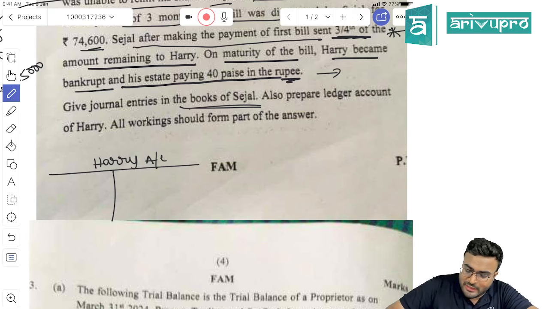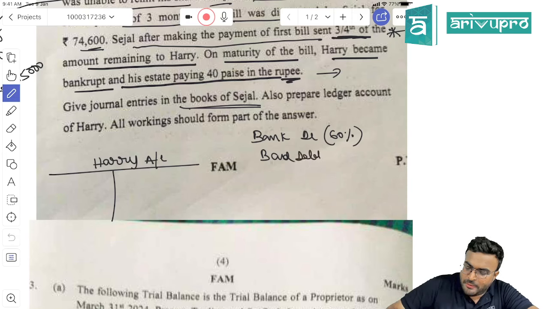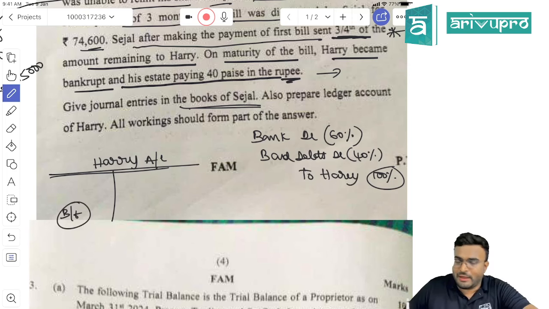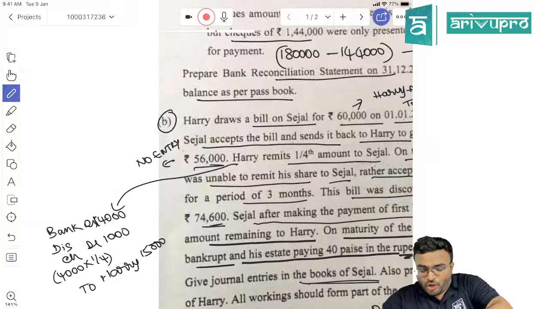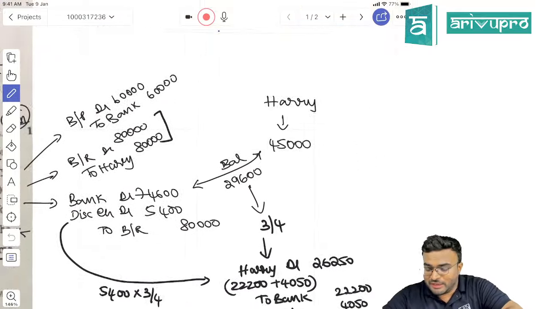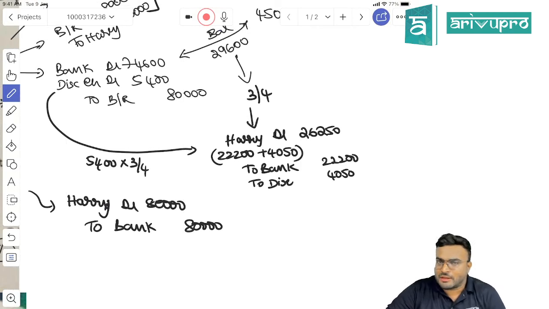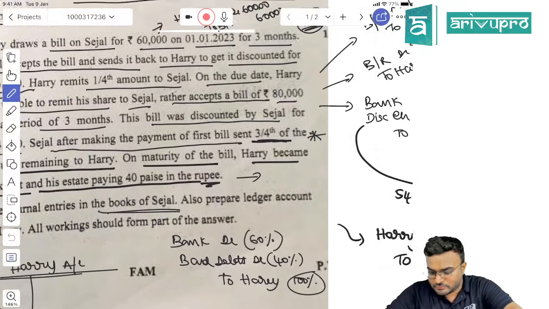That is going to be basically bank account debited. This will be for the 60% whatever you're getting in the ledger. And bad debts account debited 40%, to Harry 100%. This 100% you'll get in Harry's account as the balancing figure. You need to find Harry's account. How are you going to find? All the journal entries that we have just discussed, everything has to be posted into Harry's account. That time you'll get to know what is the situation in Harry's account. Clear? Yes.